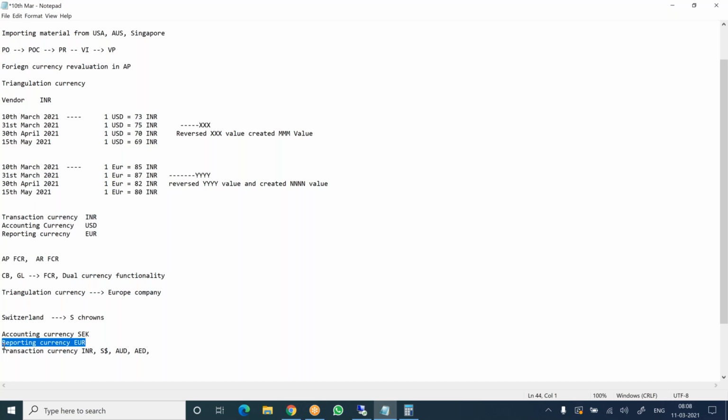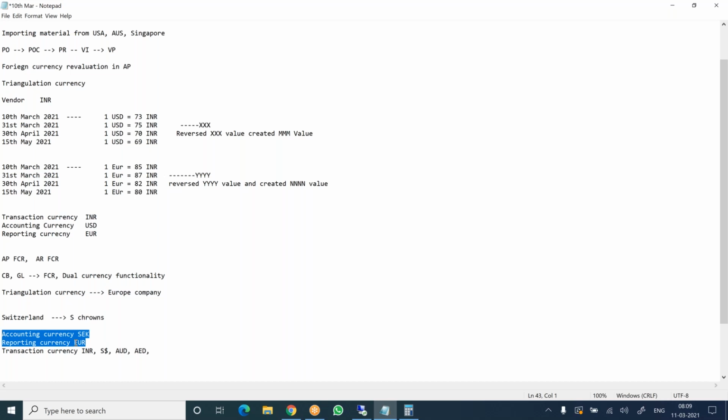Okay. Then it is not required for them. They may not use it. But if they are mapping accounting currency, suppose for any country, their local currency, if they are mapping with the accounting currency or reporting currency, then the triangulation currency is not required. That local currency means for India, we can use only INR.